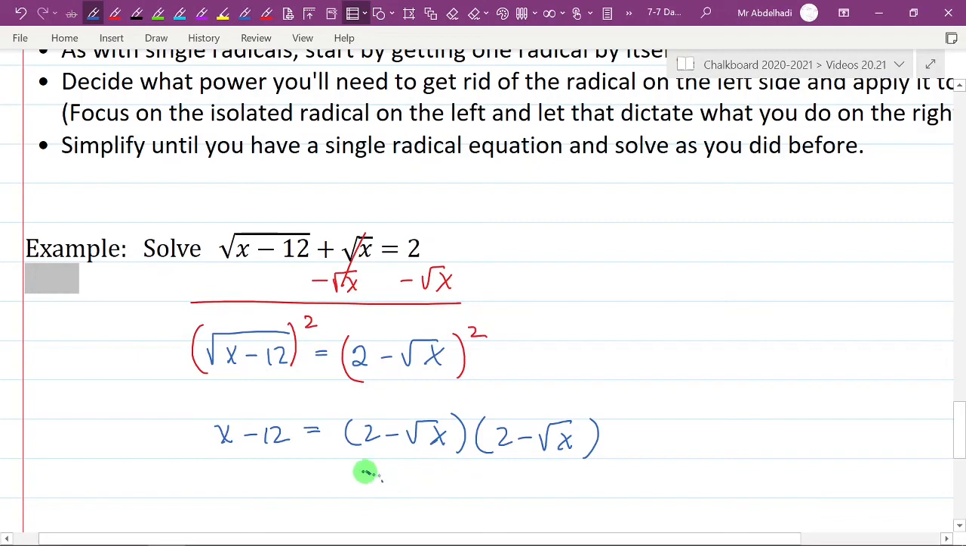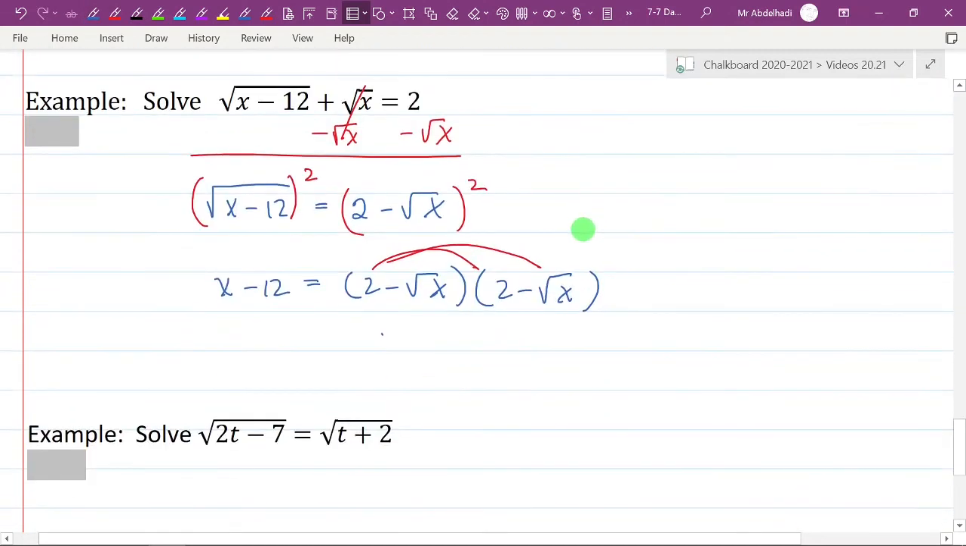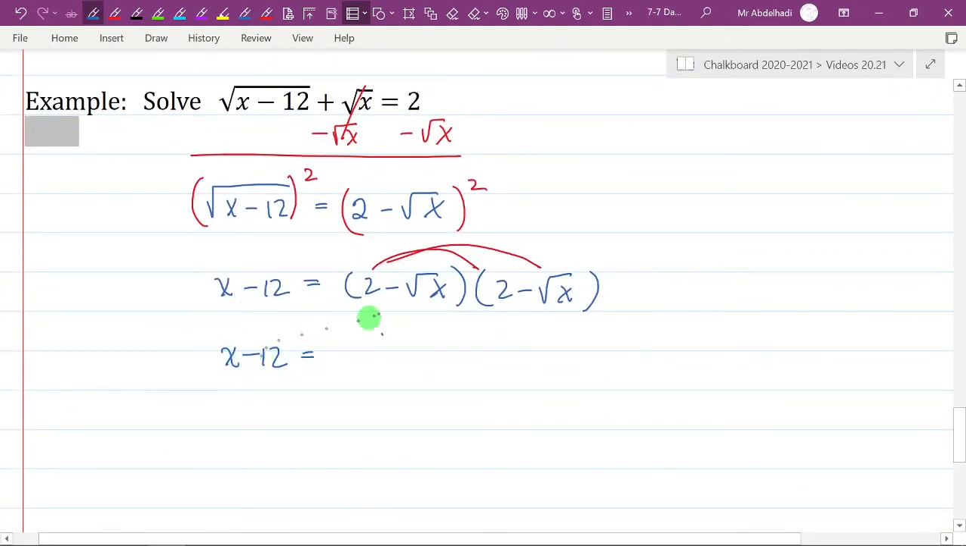So let's do that. What do we get? Let's distribute the 2. So this right here, x minus 12, is the same. 2 times 2 is 4. 2 times negative radical x is negative 2 radical x. Okay, we're done with that. Now let's distribute this. Negative radical x times 2 is another negative 2 radical x. Negative radical x times negative radical x: the negatives cancel out, and radical x times radical x is x.